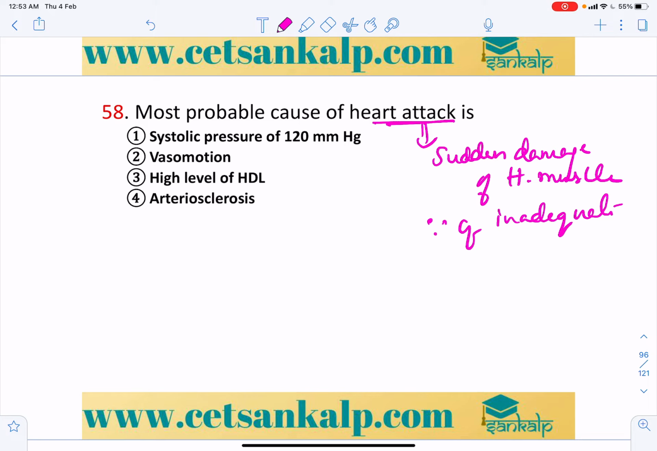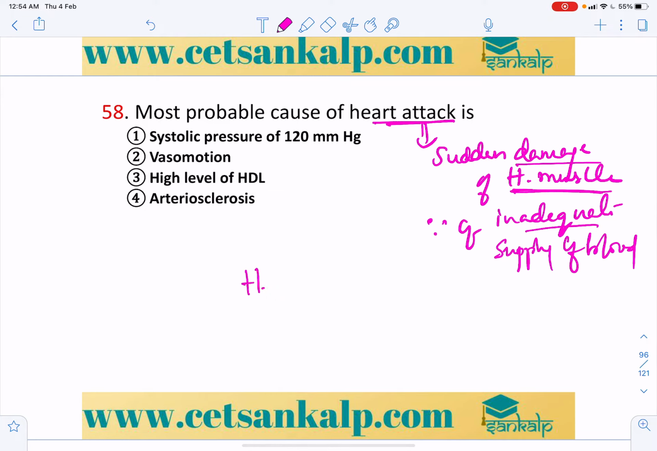Inadequate supply of blood with oxygen, supply of blood. So that is the very important thing. In case of heart attack, whenever we say generally the sudden death of heart muscle, we can say sudden death or damage of heart muscle. So what is that? Heart arrest.